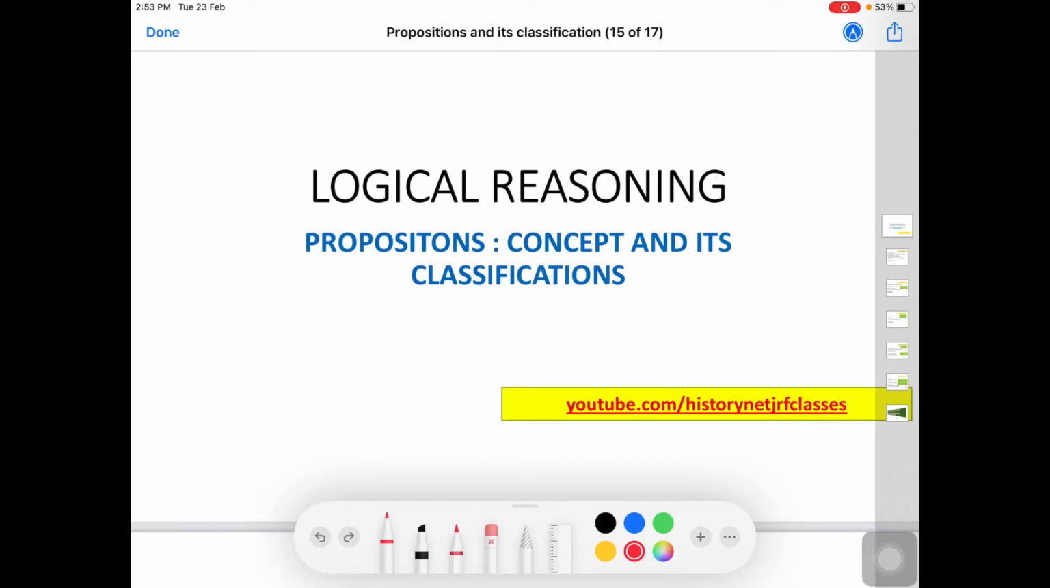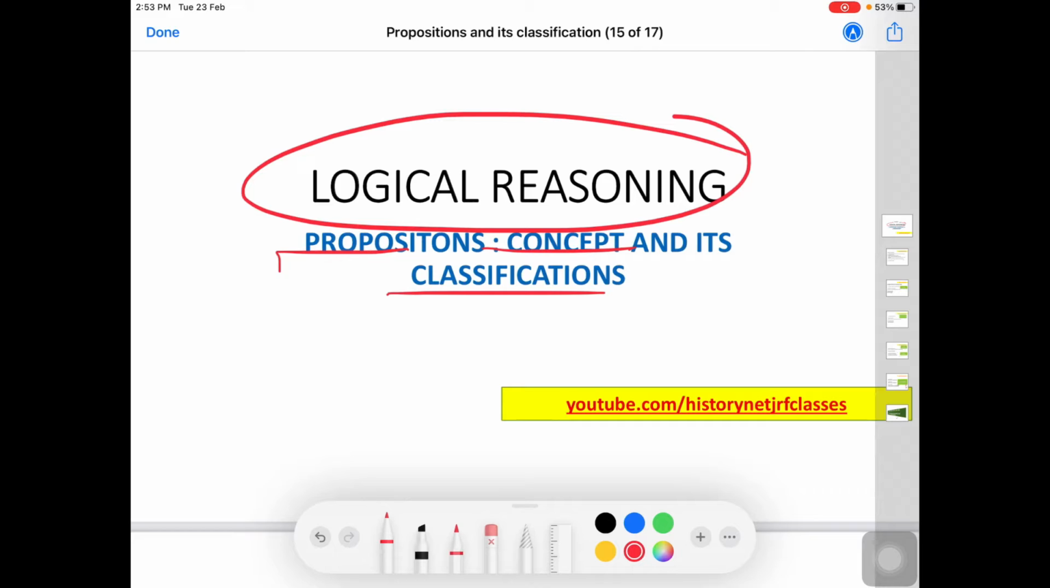Today I will discuss proposition. I will discuss in detail its concept and classification, and it is a very important topic from the logical reasoning portion. If you learn this concept very well, it will help you to learn more about moods and figures, the classical square of opposition, and other topics.